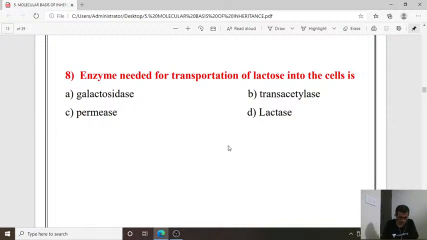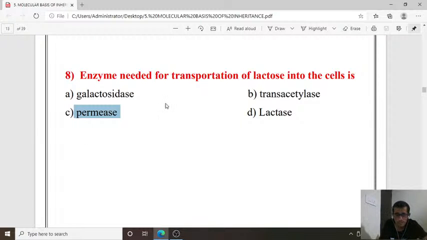Then 8th one. Enzyme needed for transportation of lactose into the cell is which one? Enzyme needed for transportation of lactose into the cells. Into the cells means inside the cell of that E. coli or Escherichia coli. Which is that one? So here galactosidase, transacetylase, lactase and permease. So 8th one, it is the permease.